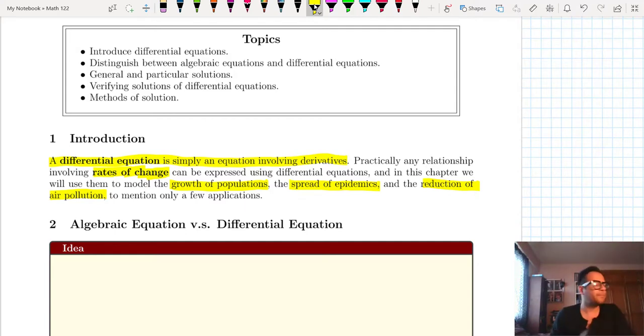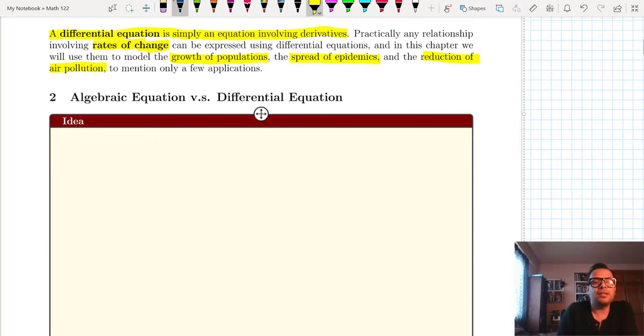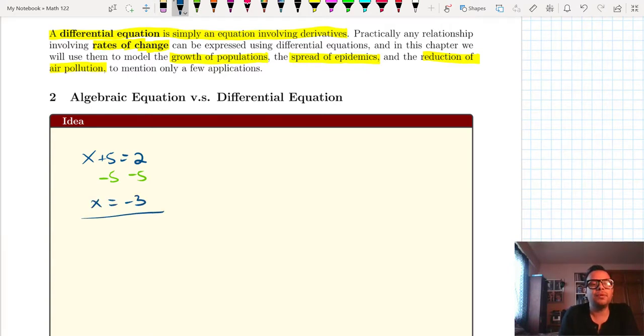Okay, let's define and rather distinguish between an algebraic equation and a differential equation. So let me write this very simple algebraic equation. What do we do to get the solution to this equation, that is to solve for x? So we do the inverse, or rather the opposite, of the operation that we see with the number 5, that is subtract 5 from both sides and then get x equals -3. So -3 is the solution.